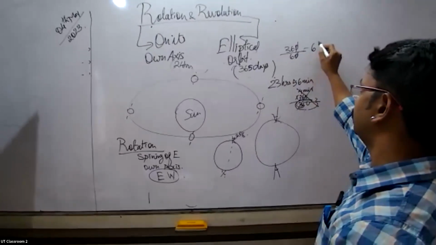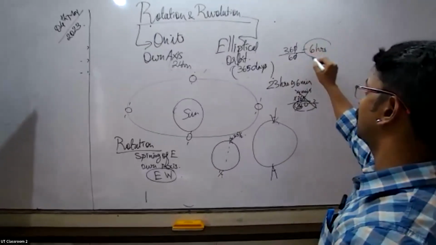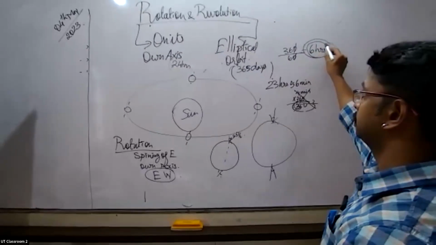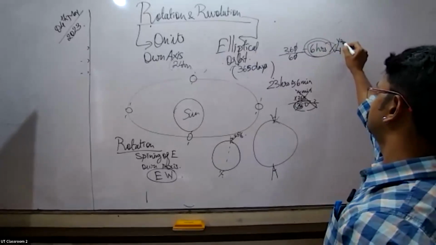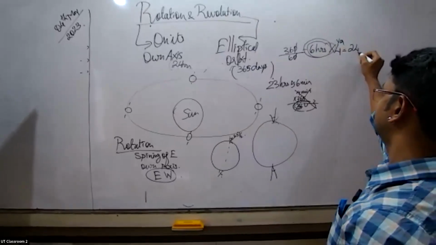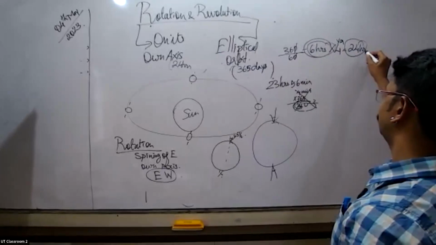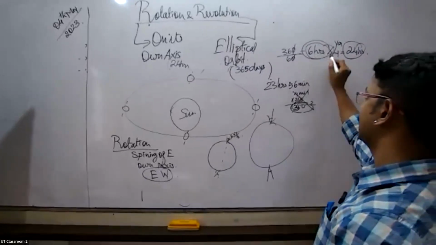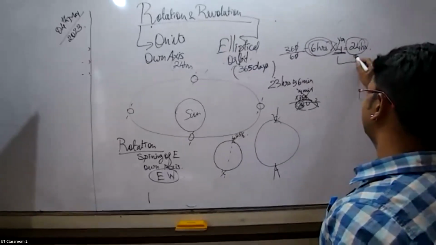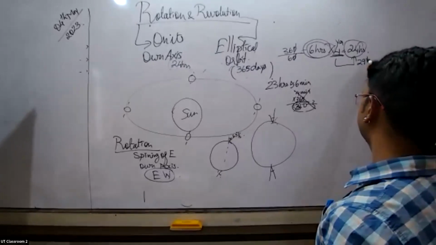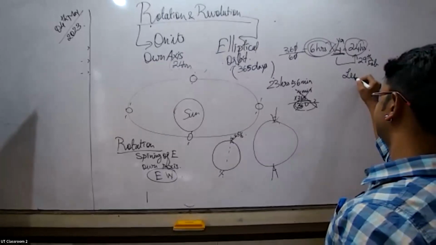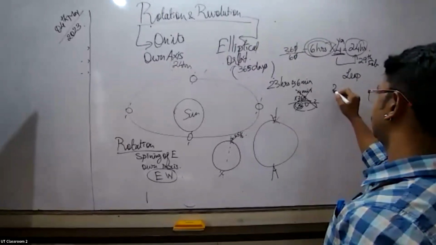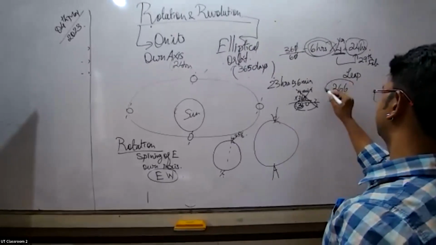So in one year I am getting extra how many hours? 6 hours. Multiplied by how many years? 4 years. So it will be how many days? 1 day. 4 hours, 24 hours. So after 4 years we get 1 extra day. That is 29 February. That is which year? Leap year.